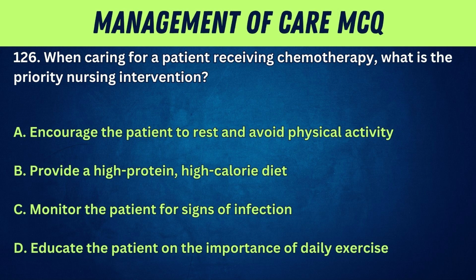126. When caring for a patient receiving chemotherapy, what is the priority nursing intervention? A. Encourage the patient to rest and avoid physical activity. B. Provide a high-protein, high-calorie diet. C. Monitor the patient for signs of infection. D. Educate the patient on the importance of daily exercise.